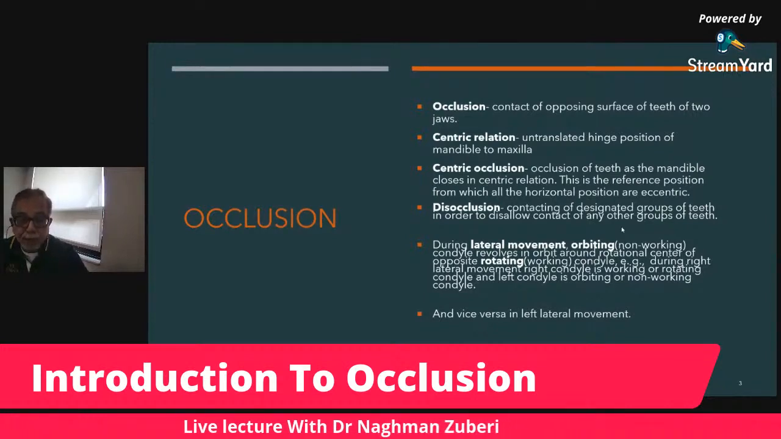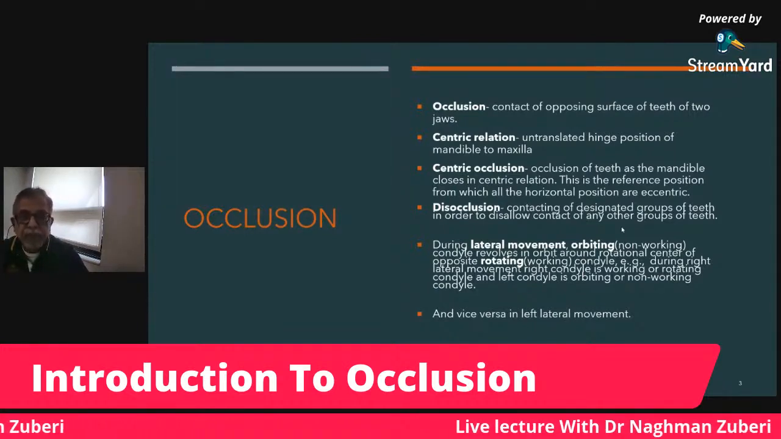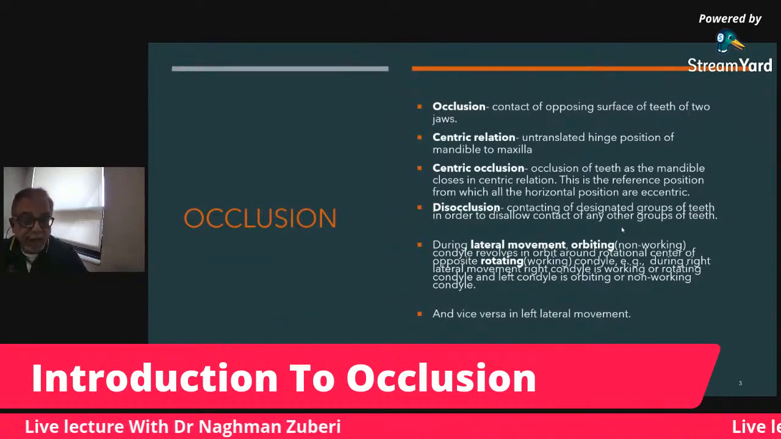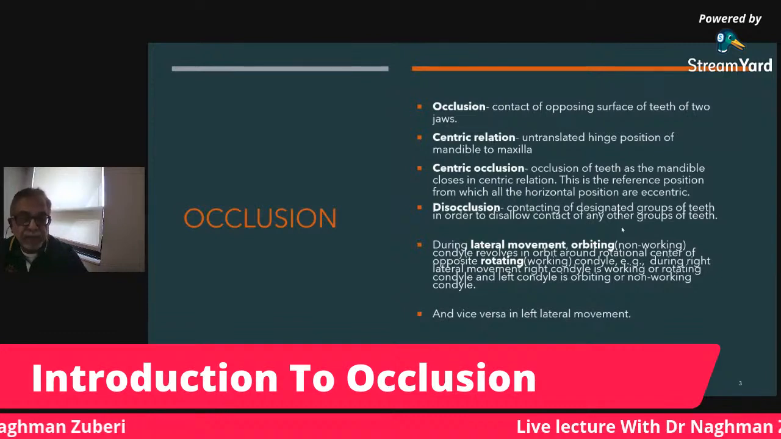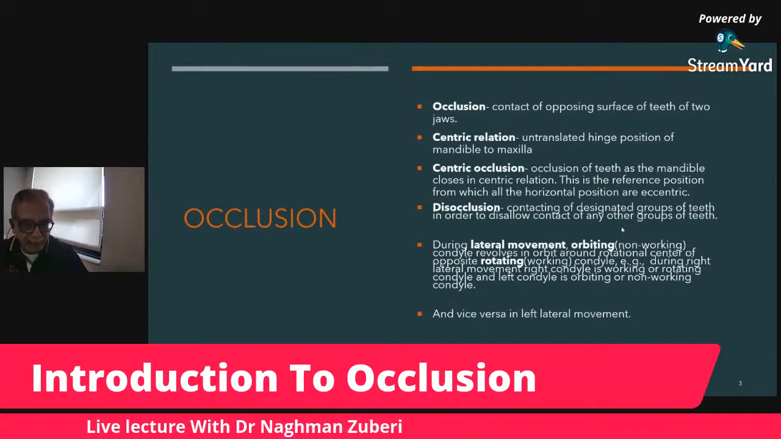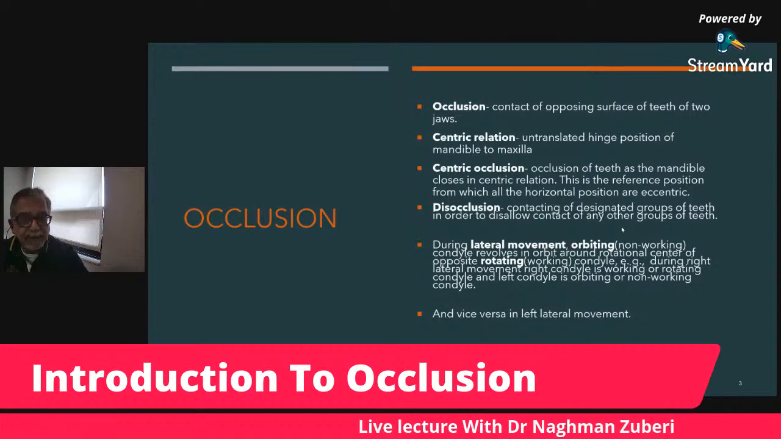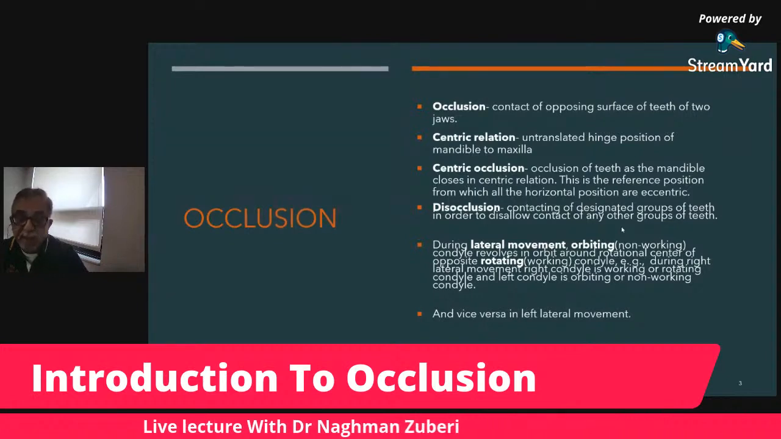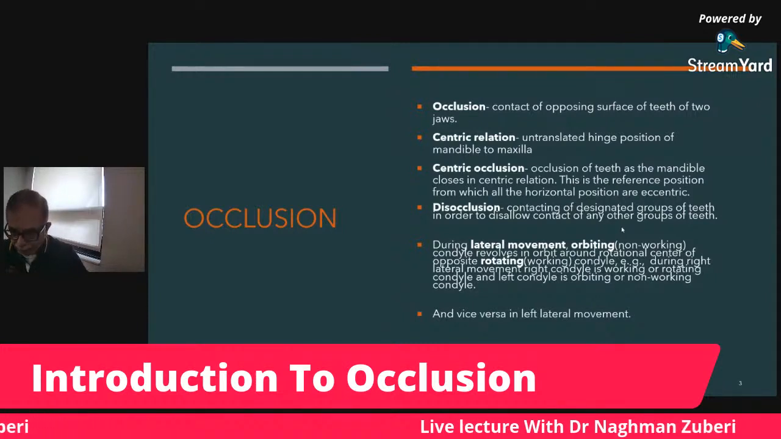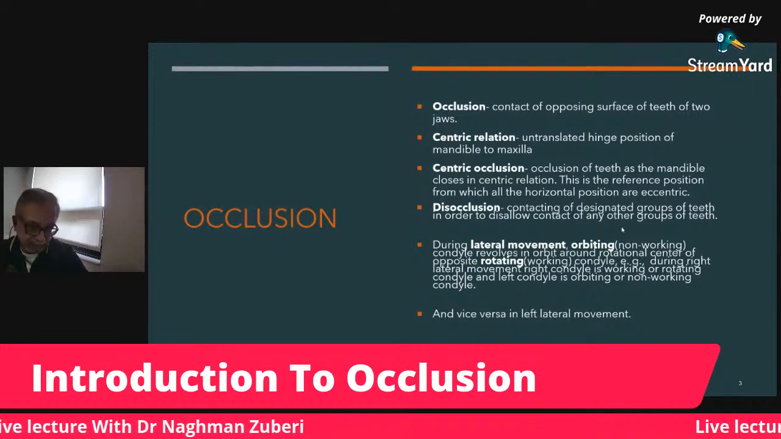For a mutually protected occlusion, which we will discuss in our next lecture, this disocclusion in the natural dentition helps. Whereas this disocclusion is not a very good phenomenon when we construct complete dentures or long span partial dentures. Why? That we will also discuss as we move forward. This is just to give you the idea of disocclusion and how it occurs.